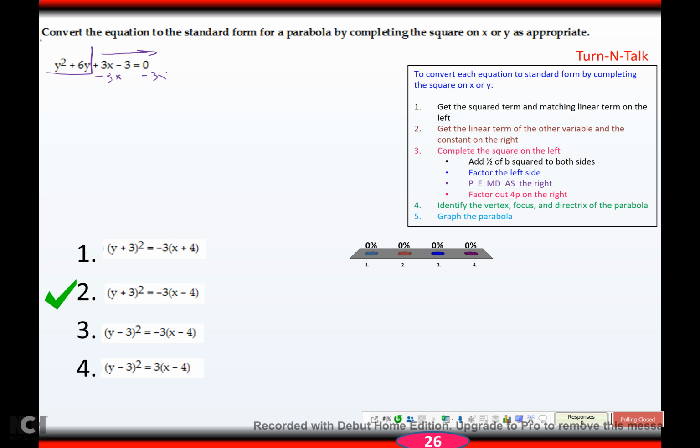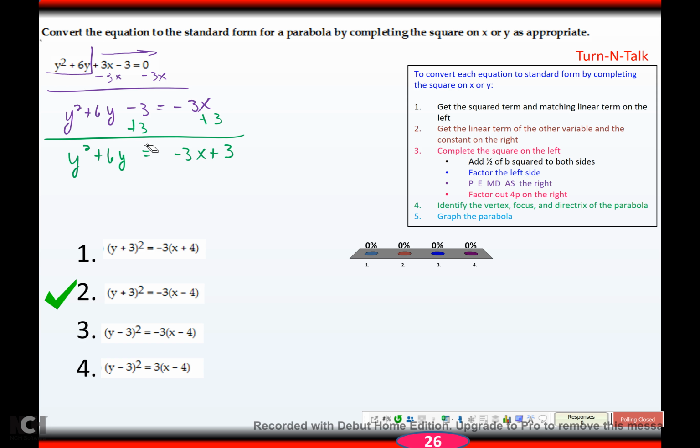So if I minus 3x from both sides, I get y squared plus 6y minus 3 equals negative 3x. Then I'm going to add 3. I get y squared plus 6y equals negative 3x plus 3. And I'm going to leave some room so that I can add half of b squared. My b is 6. Half of that is 3. Half of that squared is 9. So I'm going to add 9 to both sides.